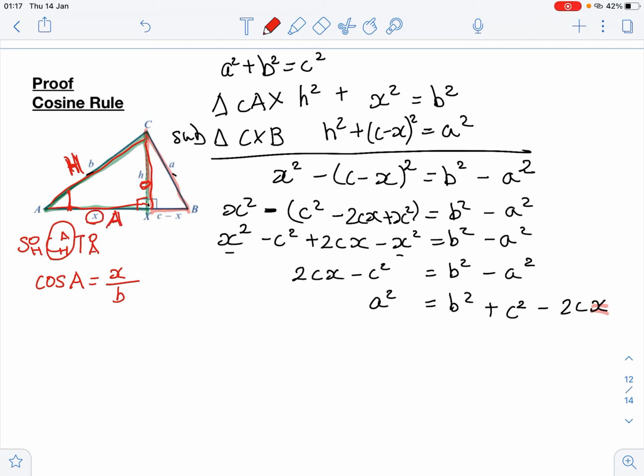So SOHCAHTOA told us cos is adjacent over hypotenuse, which is cos A equals x over b. Just rearrange to find x, which equals b cos A. Now replacing back to the step here, a squared equals b squared plus c squared minus 2bc.